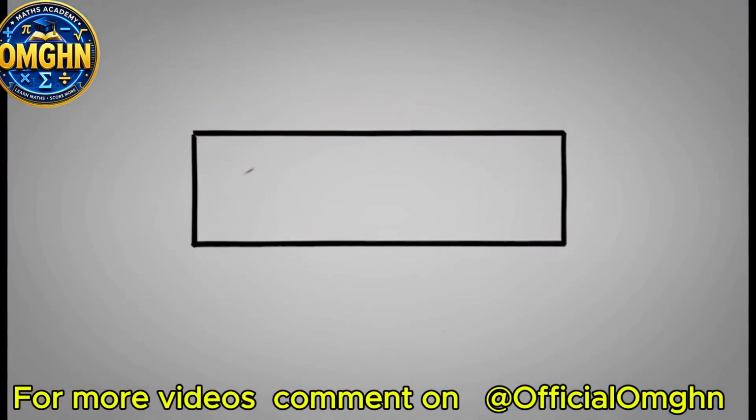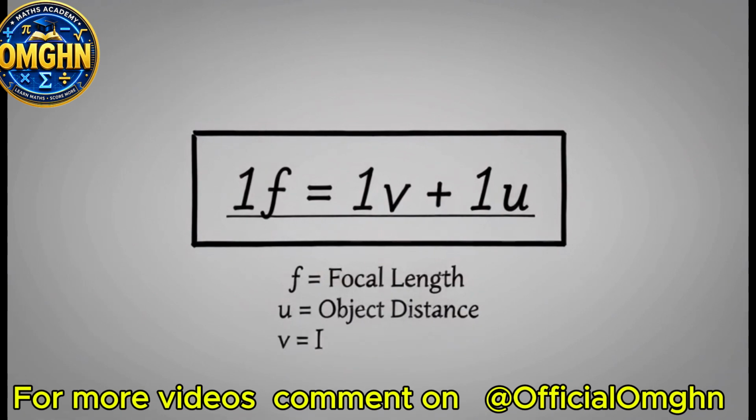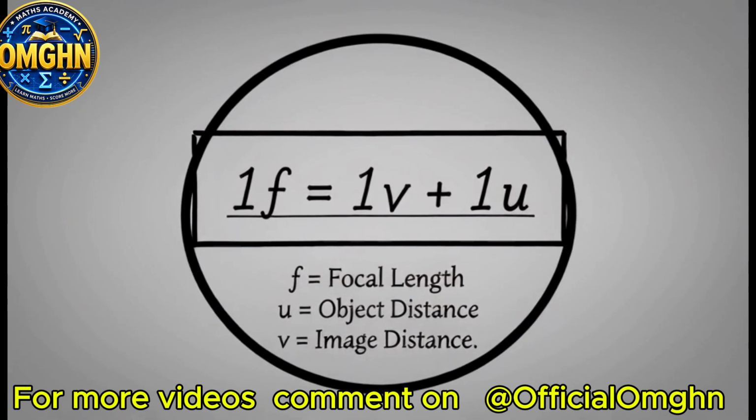The relationship between the focal length, object distance, and image distance is called the mirror formula. It is written as 1/f = 1/v + 1/u. This formula is used to solve numerical problems.